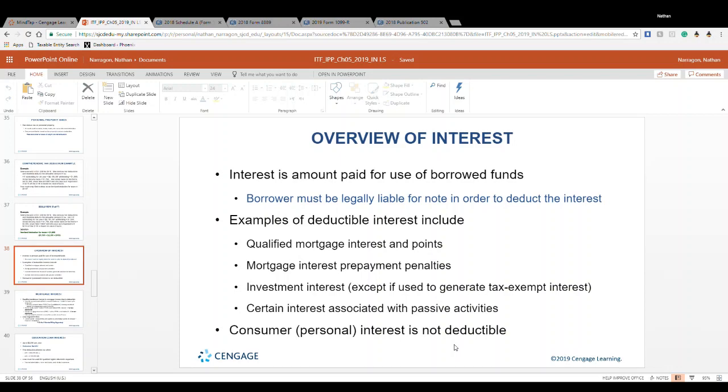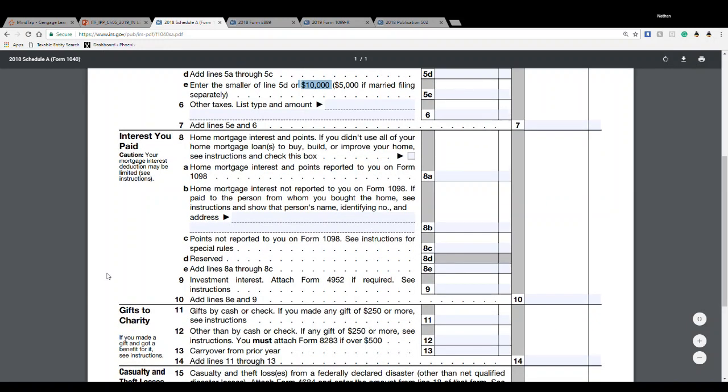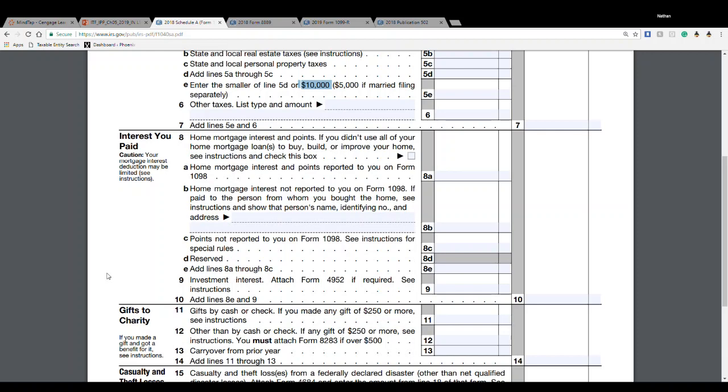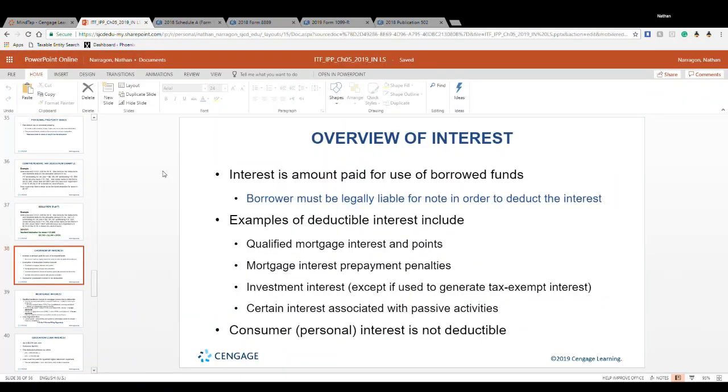Alright, so interest. Now we move on Schedule A. Now we're moving on to interest, what deals a lot with home mortgage. Yay! And mostly they pop up on Form 1098. Okay, so with that, interest is the amount paid for use of borrowing funds. Again, we can pay a lot of interest, owner's finance, stuff like that on here. Borrower must be legally liable for the note in order to deduct the interest. Examples of deductible interest include, first off, qualified mortgage interest and points, mortgage interest payment, prepayment penalties, any investment interest except to use to generate tax-exempt interest, but investments in certain things you can. That's owner's finance.